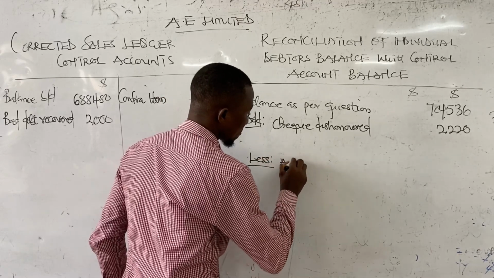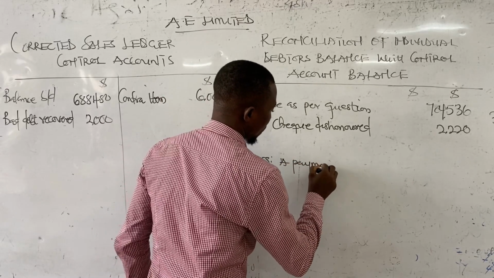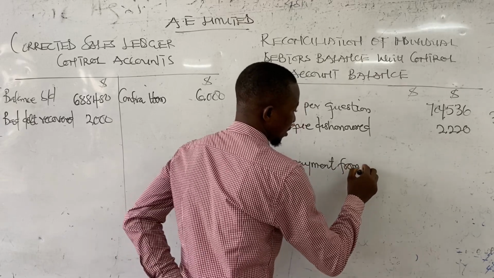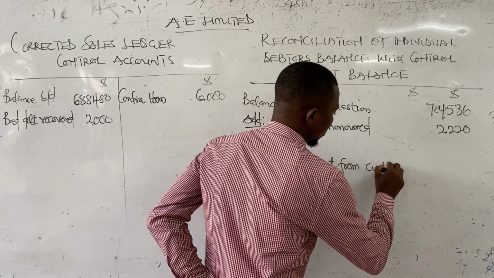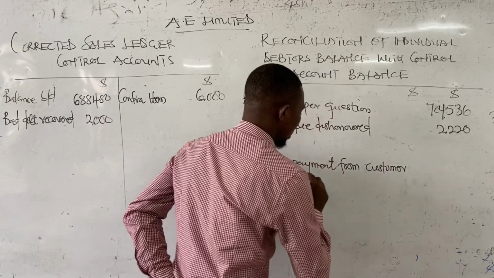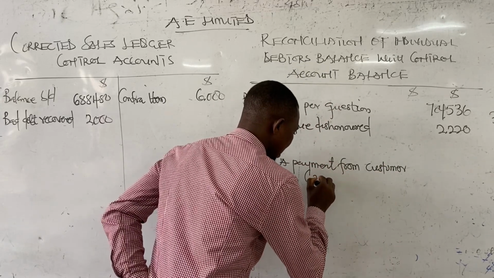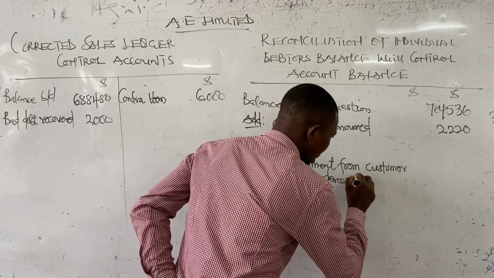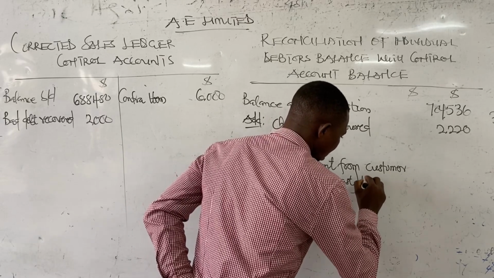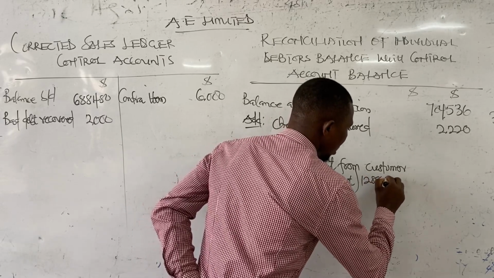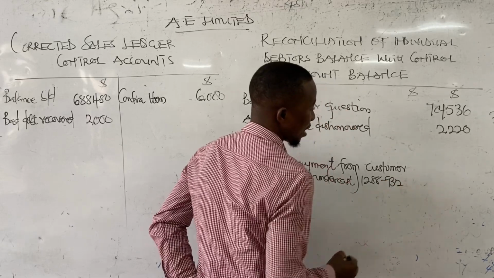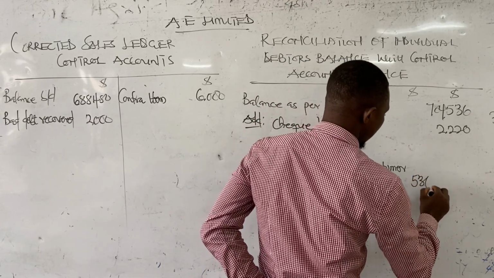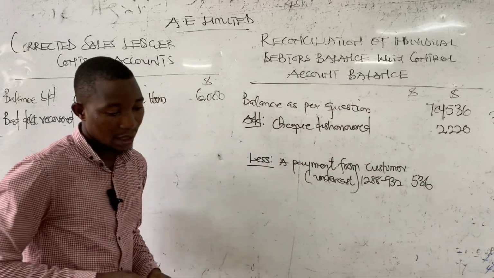So we less a payment from customer, and it was an undercast. Take note. And the undercast amount was 536. Very good. Now let's proceed.